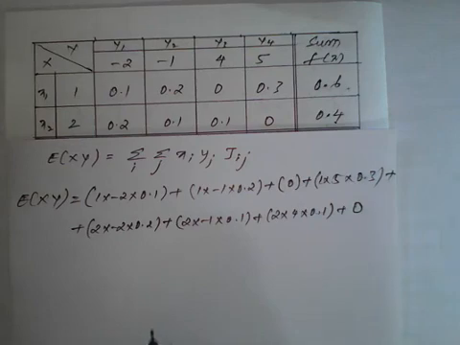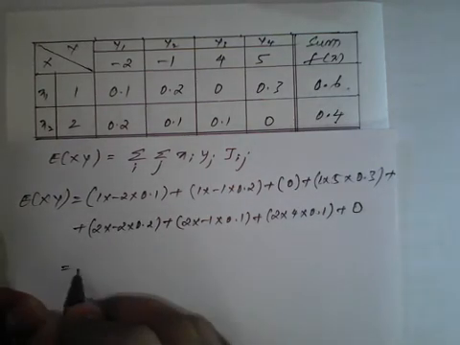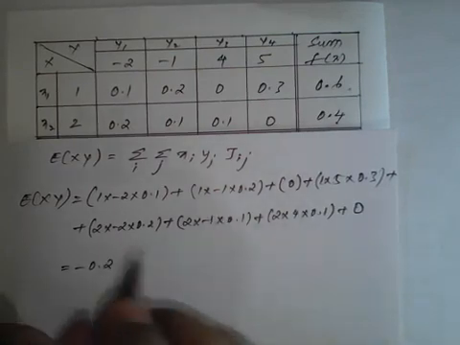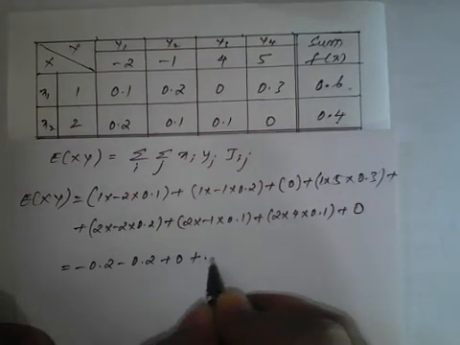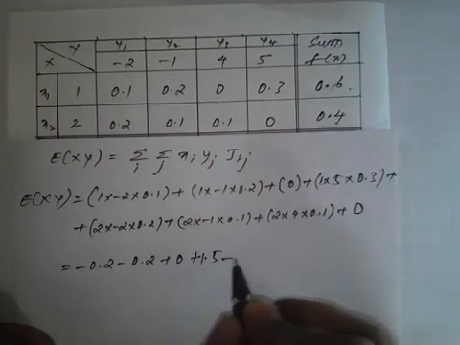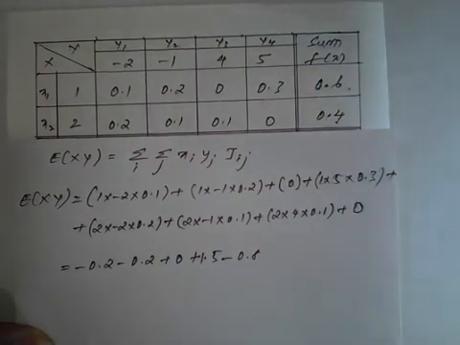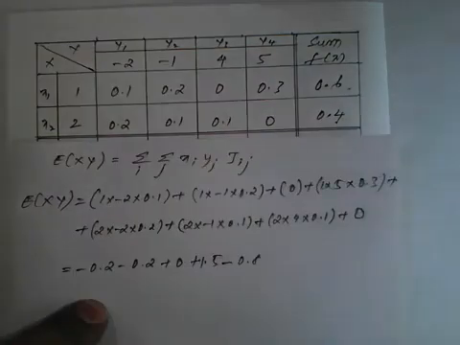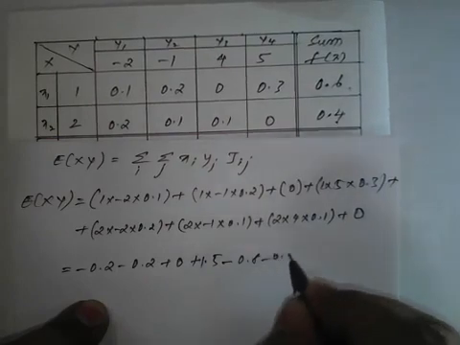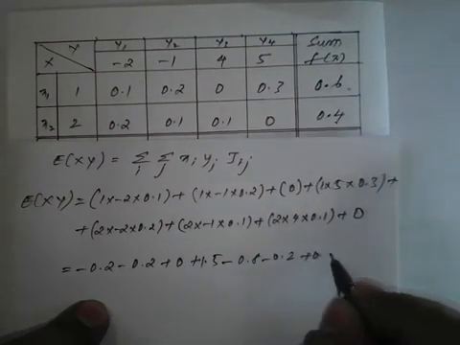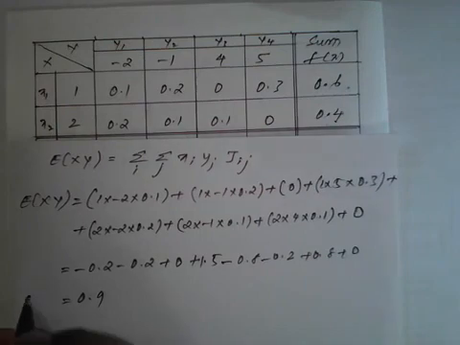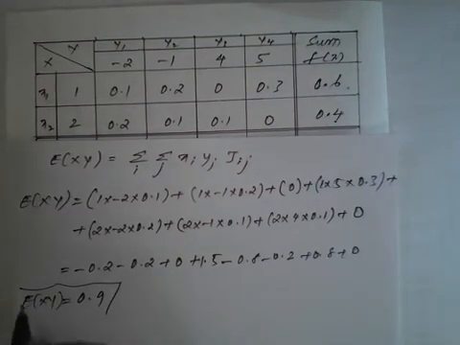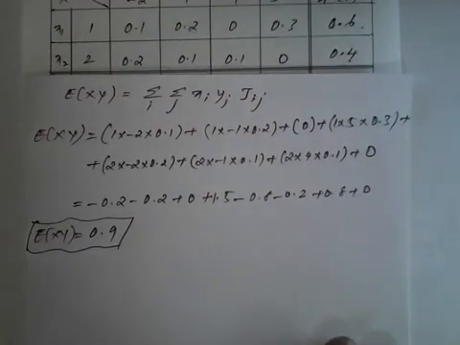So on simplification, the first bracket will be minus 0.2, the second bracket is minus 0.2 plus 0 plus 1.5, plus minus 0.8 then is minus 0.2 plus 0.8 plus 0, which finally, if you calculate, will be 0.9. So this is expectation of xy. Similarly you need to work out the second result.